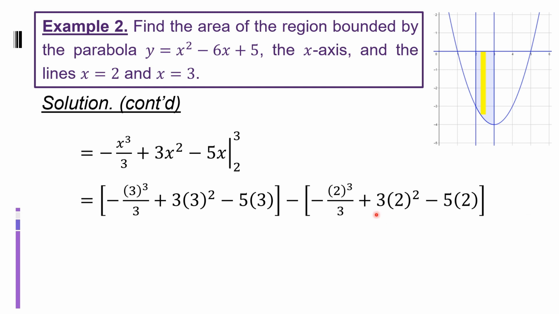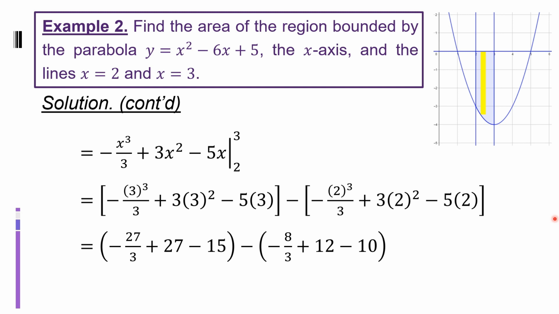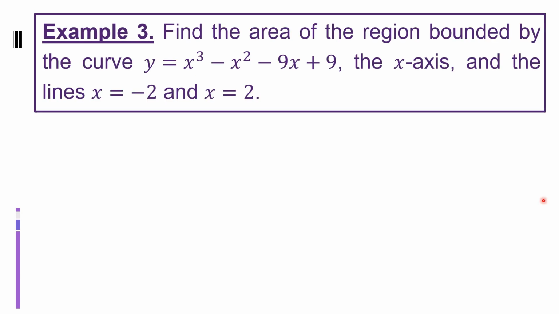All that is now, evaluate na natin ito sa 3. So we have negative 3 cubed over 3 plus 3 times 3 squared minus 5 times 3 minus, evaluate naman natin sa 2, we have negative 2 cubed over 3 plus 3 times 2 squared minus 5 times 2. All that is now negative 27 over 3 plus 27 minus 15 minus negative 8 over 3 plus 12 minus 10. Simplifying, we have 11 over 3, or approximately equal to 3.67 squared units.